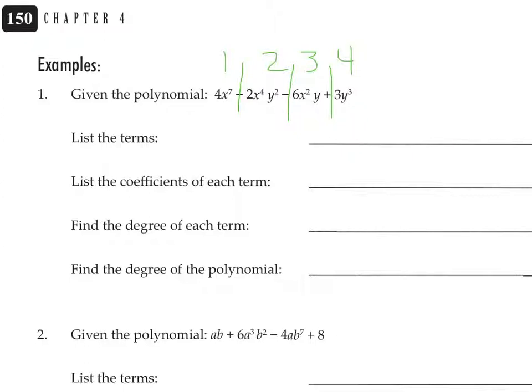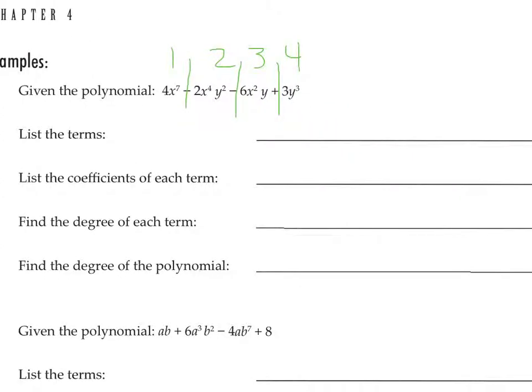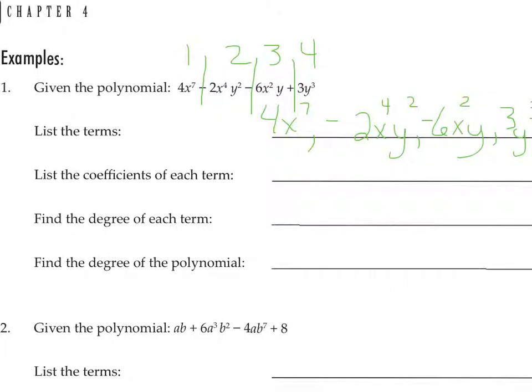To list the terms, we're just going to first identify the first term is 4x to the 7. The second term is negative 2x to the 4th y squared. That negative goes with the 2. The third term is negative 6x squared y. And the last term is 3y cubed. So 4 terms. This next question says list the coefficient of each term. The coefficient is the number at the front of the term. So each term has a coefficient.